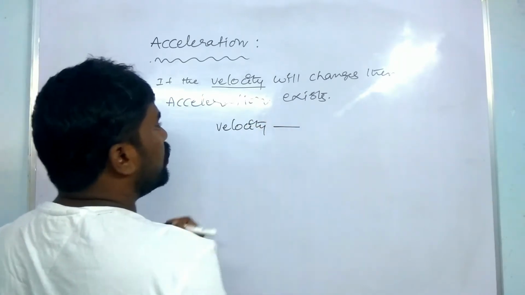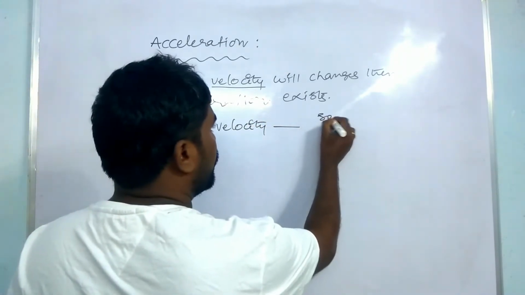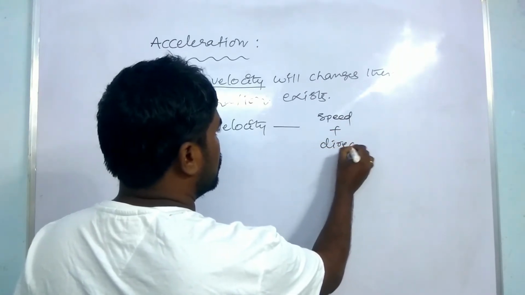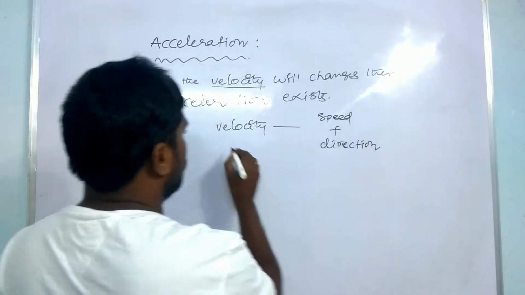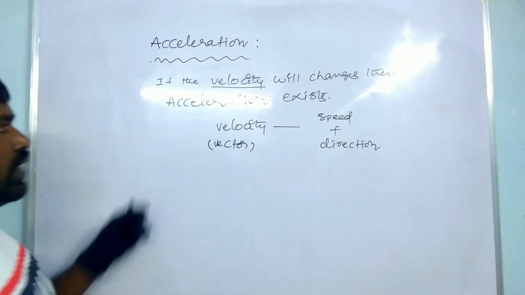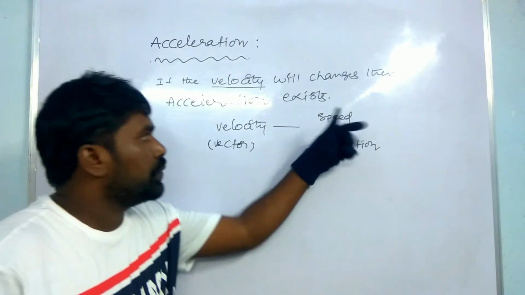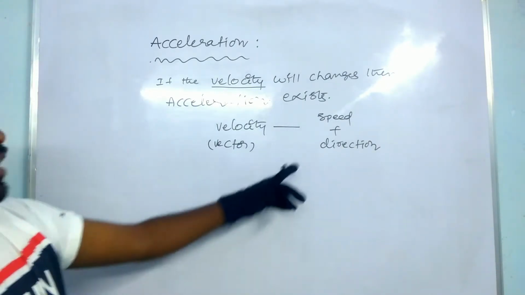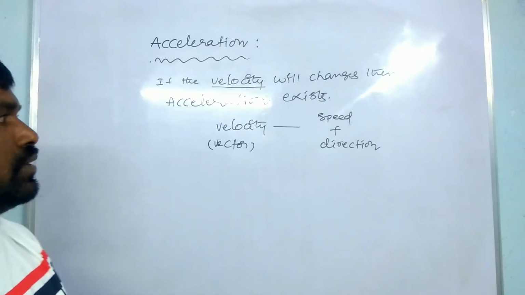Velocity is a vector quantity, so it has magnitude and direction. Speed can change and direction can change. Velocity changing means that the speed of the vehicle or object changes, and also the direction changes, right?